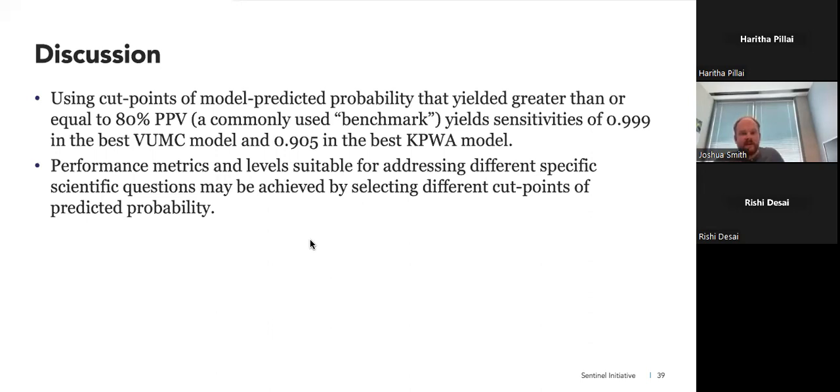Performance metrics and levels suitable for addressing different specific scientific questions can be achieved by selecting a different cut point. So if we cared more about sensitivity in this case or more about PPV, we could adjust that cut point to decide where we wanted to use the model. That does come with a caveat that you do need some amount of gold standard data for that evaluation process and for determining what the best cut point is. But not as much gold standard data as if you were training on the gold standard data as well.